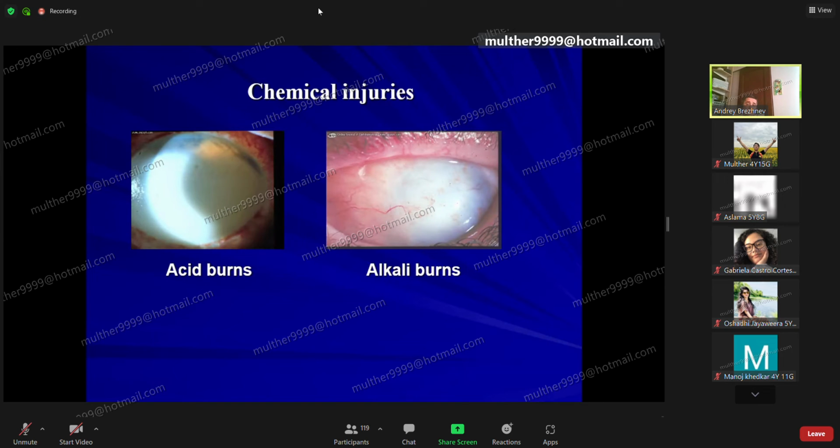In case of alkali, there is much deeper penetration, and if you look at the patient after the first several, maybe 20-30 minutes after the damage, be very careful, because over the next several hours or even days you can see the progress of the process.